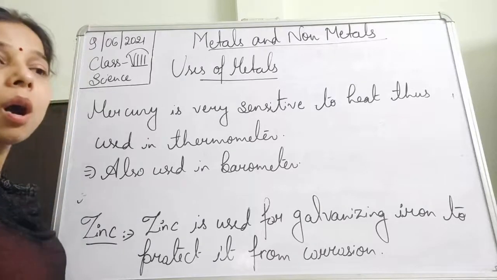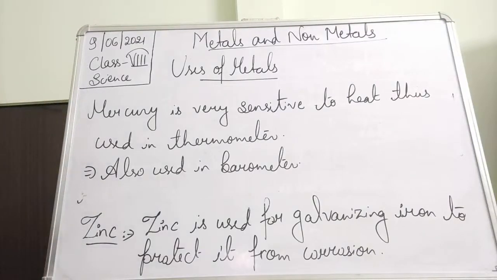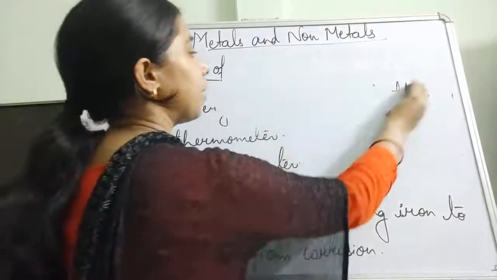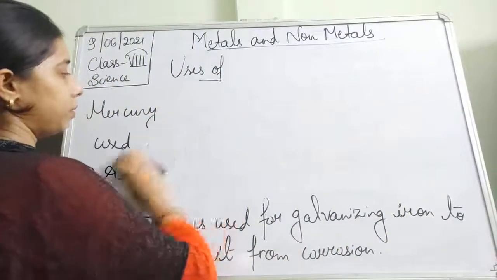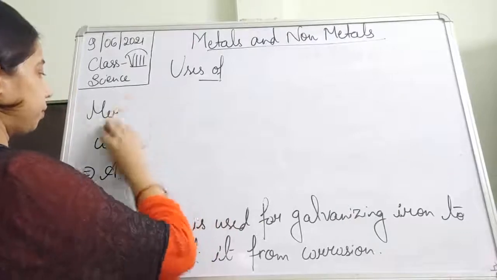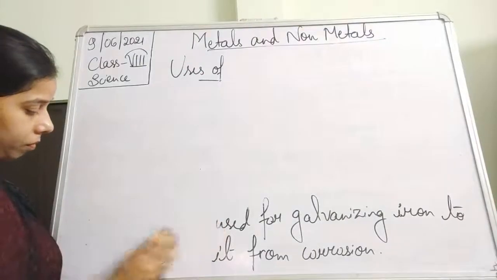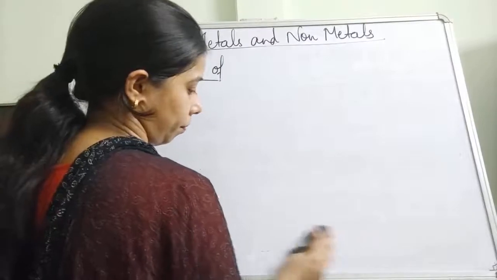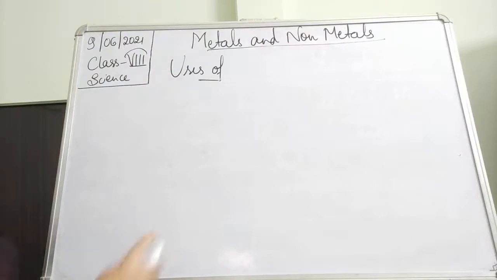So we have seen all the uses of the different metals, students. Moving on, and now we will look after the uses of the non-metals instead of seeing the metals that we have already discussed. Now let us see the uses of non-metals.